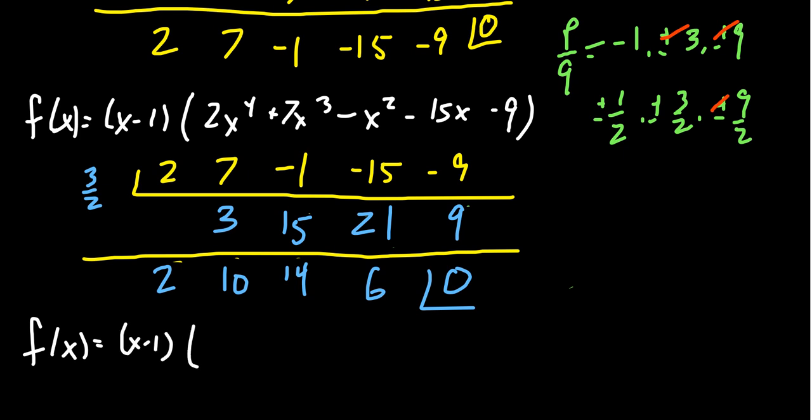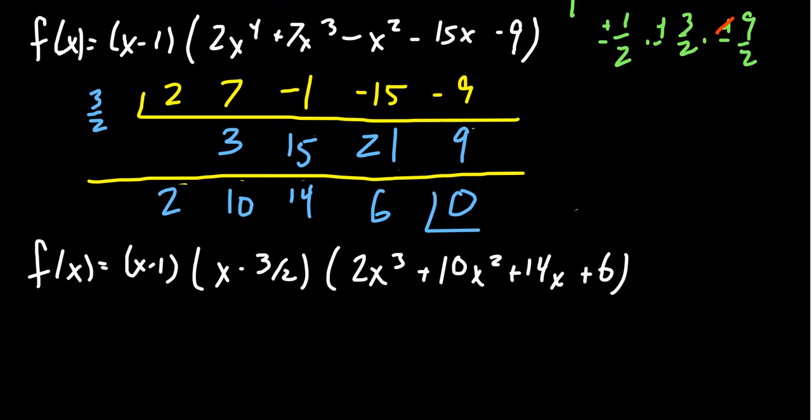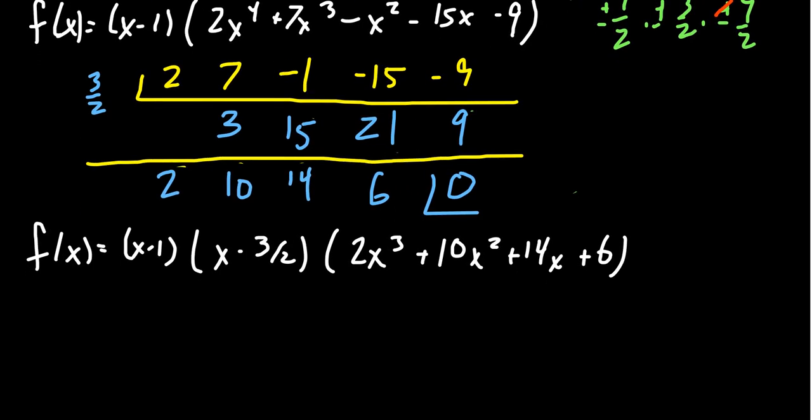We then have x minus 3 halves as a root, as a factor here. And then the other one, looking at the quotient here, you're going to get 2x cubed plus 10x squared plus 14x plus 6. And so this gives us a factorization. And as much as we didn't like it, maybe we have to accept that 3 halves was in fact a root. We can get fractions sometimes.